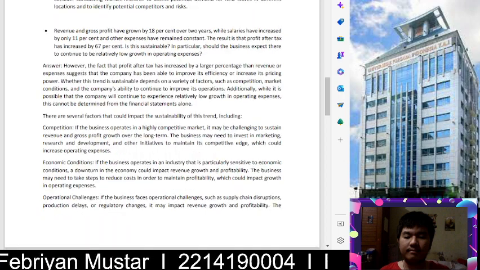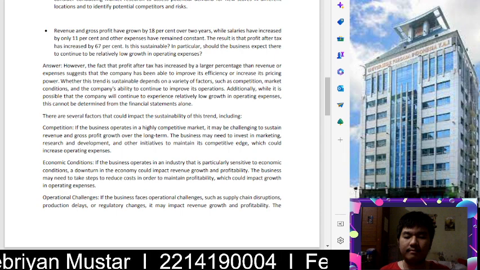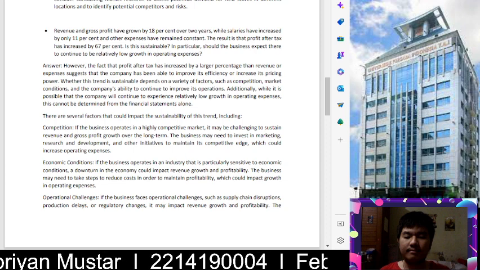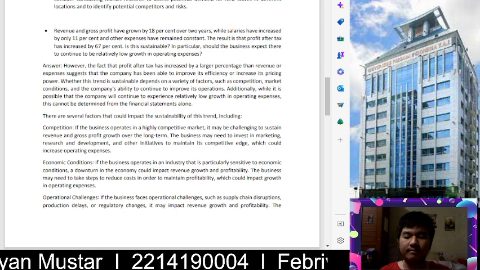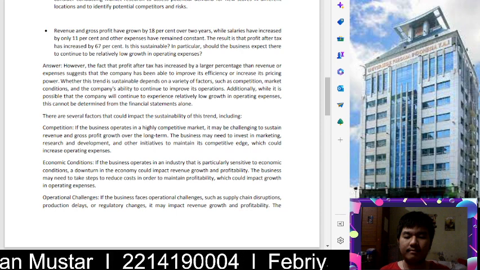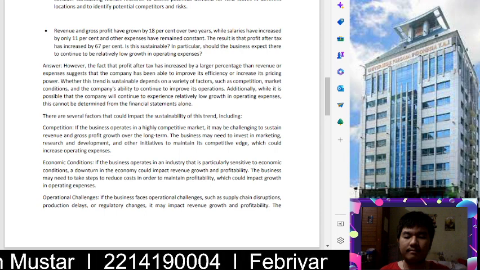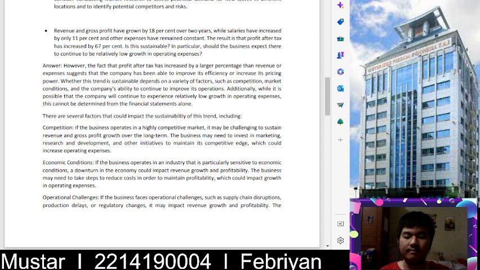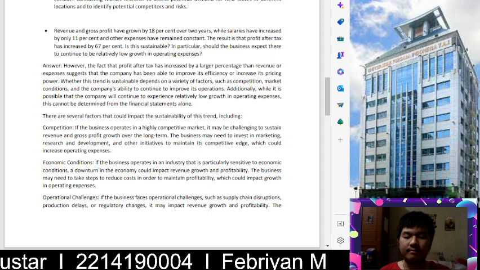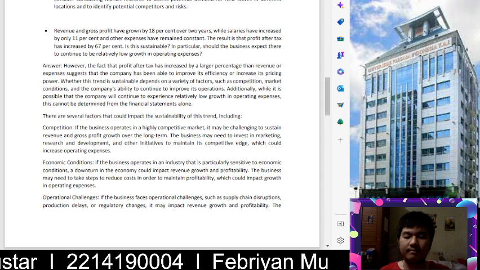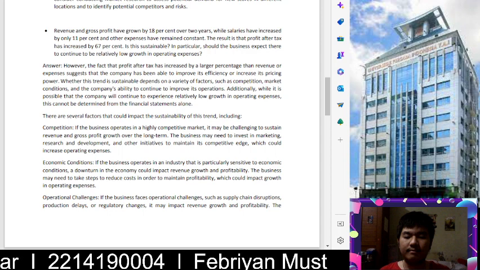The answer, however, the fact that profit after tax has increased by a larger percentage than revenue or expense suggests that the company has been able to improve its efficiency and/or increase its pricing power. Whether this trend is sustainable depends on a variety of factors, such as competition, market conditions, and the company's ability to continue to improve its operations.